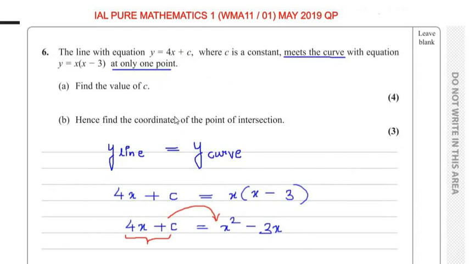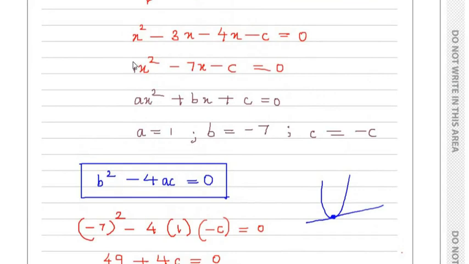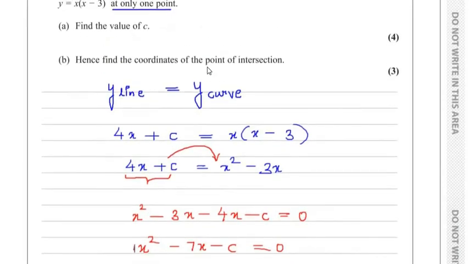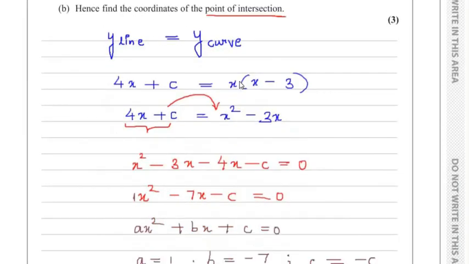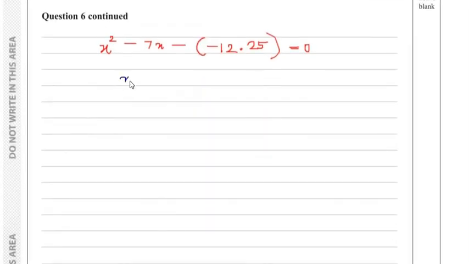Next, they have asked us, hence find the coordinates of the points of intersection. Now once we get the value of c, we are going to substitute that value of c in the expression we have got over here when the equation of line was equal to equation of the curve, because they want us to find the points of intersection. So let us just substitute the value of c there and we get x square minus 7x minus of minus 12.25 equal to 0. Let us further simplify this and write it as x square minus 7x, and minus of minus is plus 12.25.